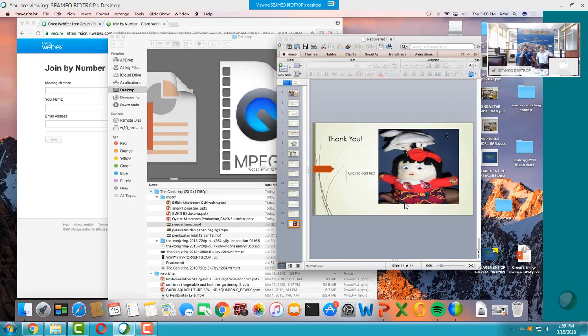Okay, we have a question from SMPN Rumah Arif Kudus. What is the effect of wind and oxygen on the growth and quality of mushroom?